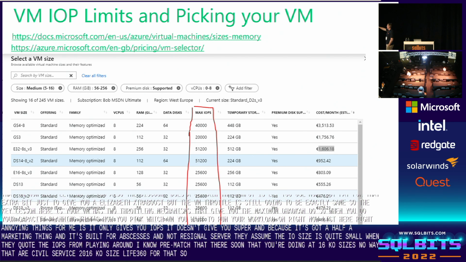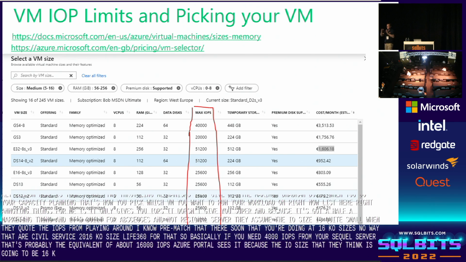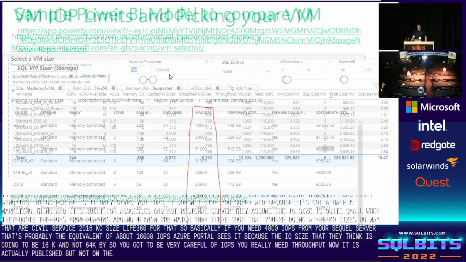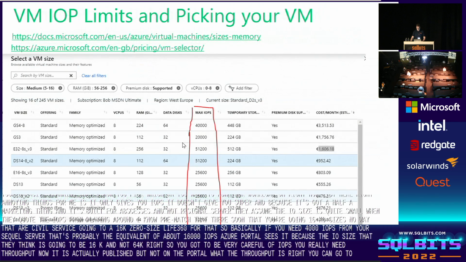So basically, if you need 4,000 IOPS from your SQL Server, that's probably the equivalent of about 16,000 IOPS as the Azure portal sees it, because the I/O size that they think is going to be 16K and not 64K, right? So you've got to be very careful of IOPS. You really need throughput. Now, it is actually published, but not on the portal, what the throughput is, right? You can go to, I put some links here.